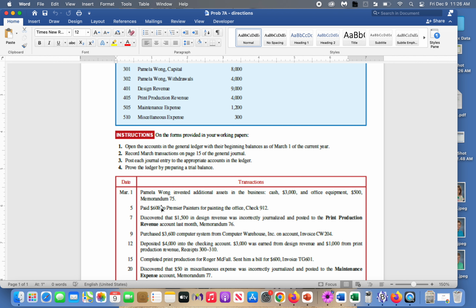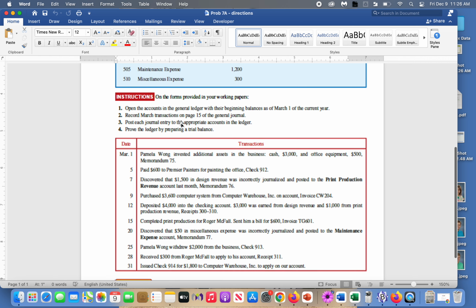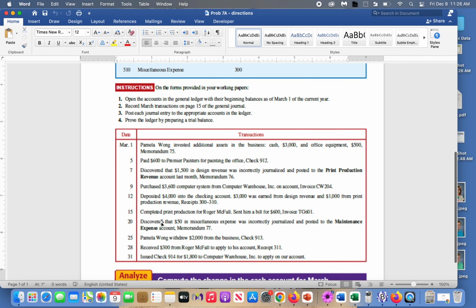And we would create that on March 7th using Memo 76, and then we would post to the account. So I would debit print production revenue with a correcting entry, and then I would do another correcting entry post on design revenue. I think there's one more discovered on March 20th. Okay, any questions? Let me know, and good luck.